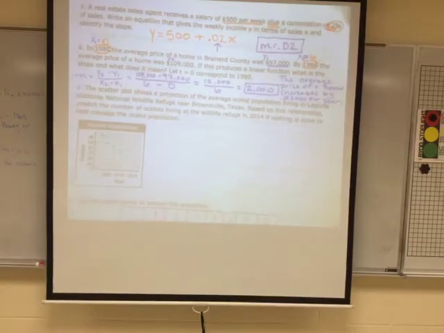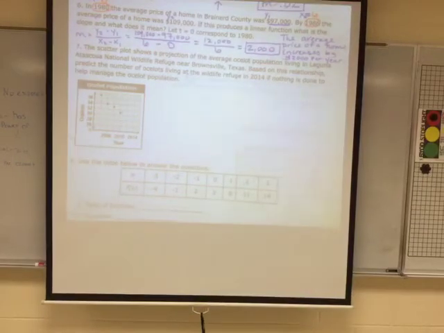Number 7. The scatter plot shows a projection of the average ocelot population living in Laguna Atascosa National Wildlife Refuge near Brownsville, Texas. Based on this relationship, predict the number of ocelots living at the wildlife refuge in 2014 if nothing is done to help manage the ocelot population. So if I look at my scatter plot here, it appears that the average population is decreasing every year. Do we have a negative trend?